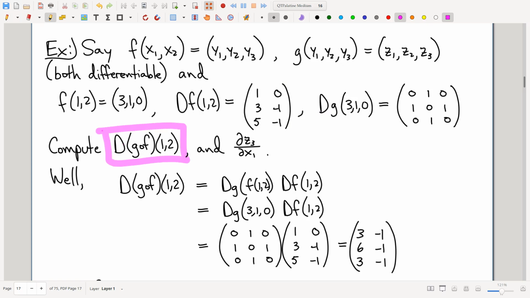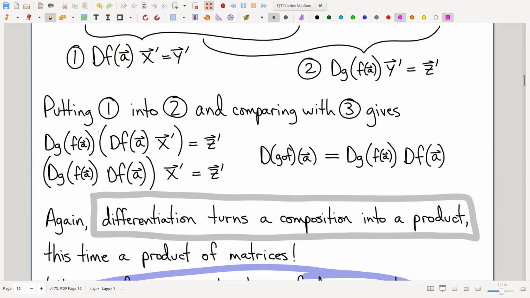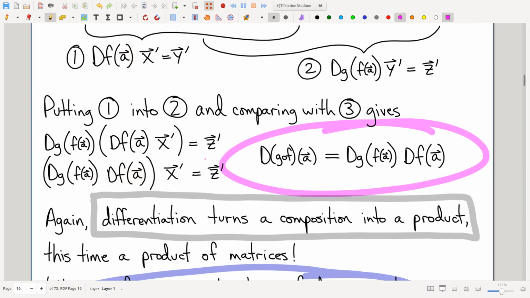Okay, so the question, two questions actually. First, how do I compute the derivative of the composition? Second, how do I compute this partial? We'll come back to part two. Let's focus for the moment on how do I compute the derivative of the composition. And what I'm going to do is just use the formula on the previous page. Here it is. Just copy.